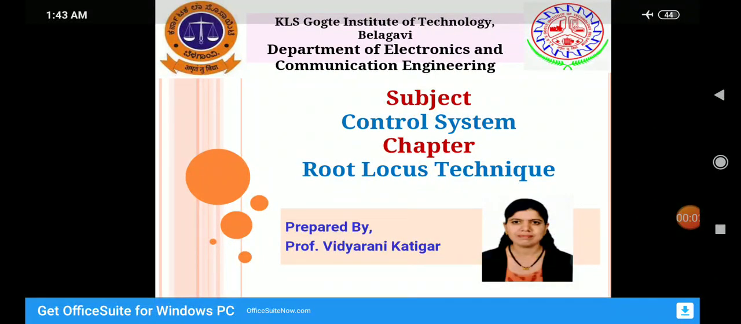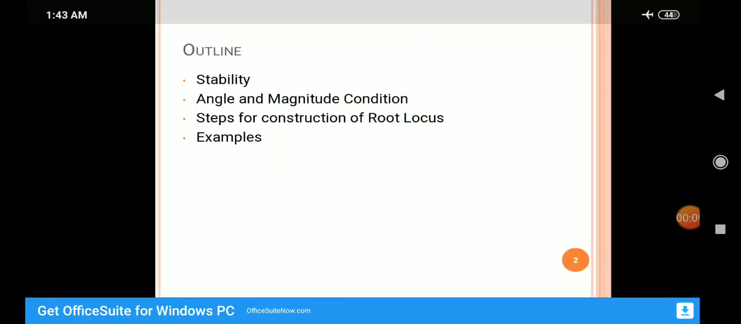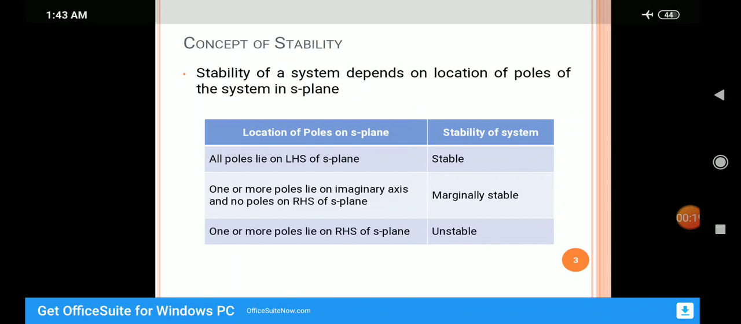Hello student friends, today in this video let us learn some basics about root locus technique. In this I am going to cover stability concept, angle and magnitude condition. The further steps for construction of root locus and examples will be covered in the next video.